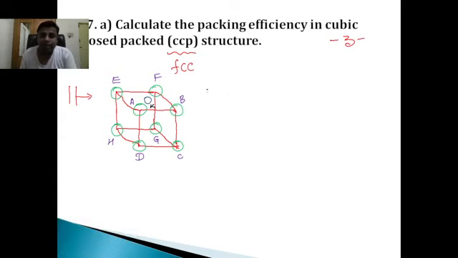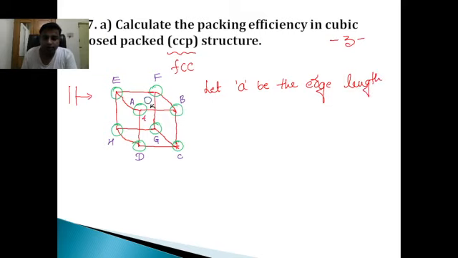Okay, let me make some generalizations. Let A be the edge length. Edge length means the distance from this sphere to this sphere is A. Since this is a cubic lattice, we know all the edges will be of the same length. So if this edge length is A, this edge length is also going to be A, and this edge length will also be A. All the edges are of the same length.